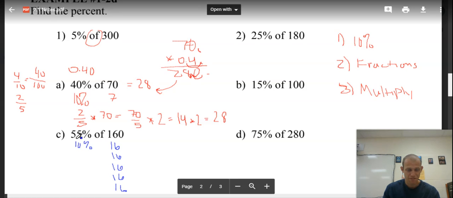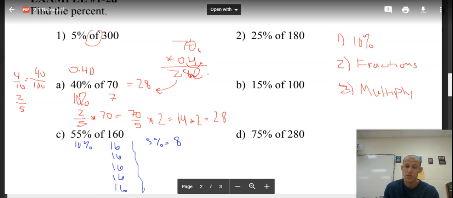So that's my 50%. But I need 55%. So there's a 5% I have to calculate. If I know 10%, 5% is fairly easy because I'll just divide this in half to get 5%. So divide the 16 in half to figure out what that's going to be, which would be 8. Okay, so adding all these numbers up will give you what 55% of 160 is.